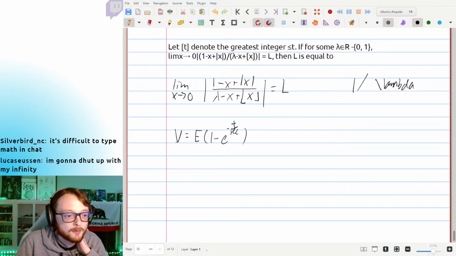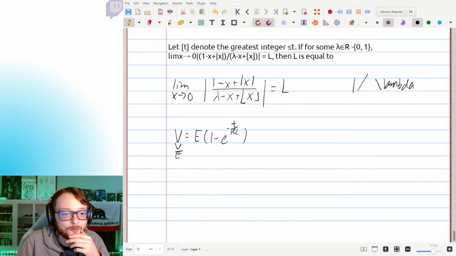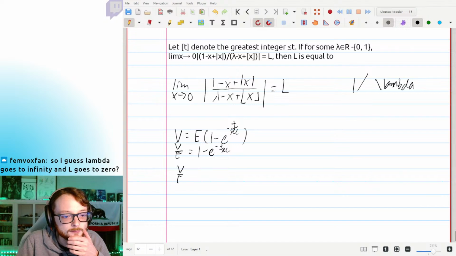And yeah, Lucas, I'm sorry, I didn't quite understand what you're asking with that. If you want to talk about it more, I can try to figure it out. But first, let's start by isolating this E. So I'm going to divide the capital E over, and then subtract 1 from each side. Now multiply each side through by -1 to get rid of that negative.